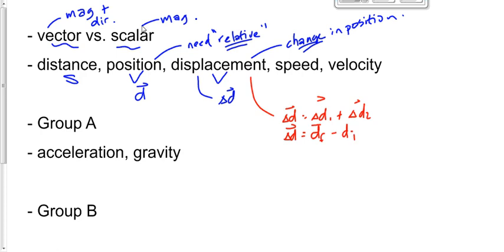So for instance, let's say that I am 4 meters from the front of the room, 4 meters north of the whiteboard. Now I'm 9 meters north of the whiteboard. What's my displacement? Do I add those or do I subtract those? I was 4 meters north of the whiteboard. Now I'm 9 meters north of the whiteboard. Do I add those 2 numbers or subtract them?